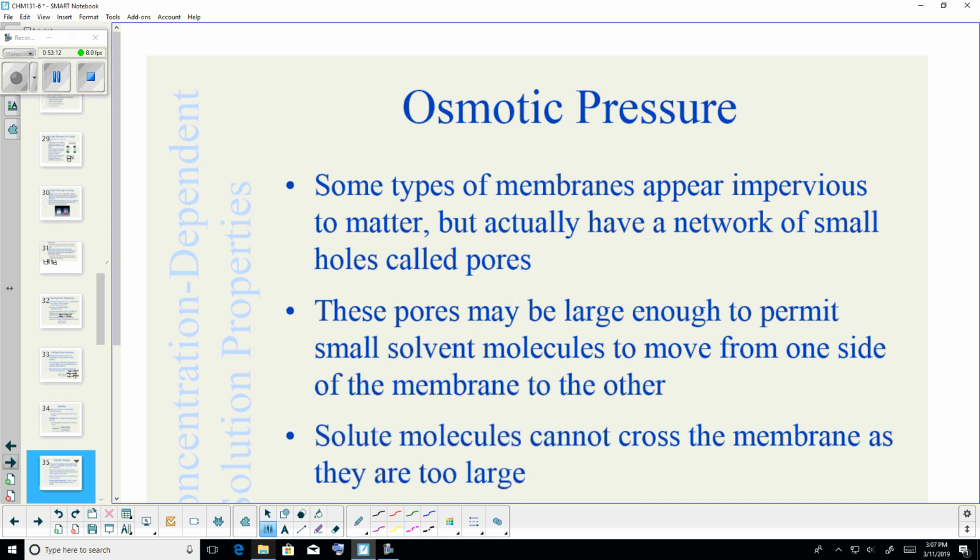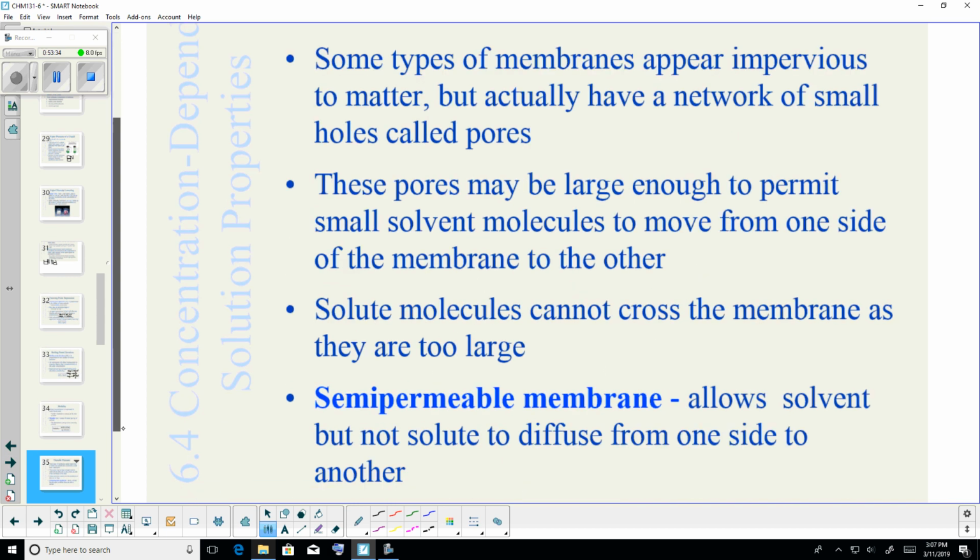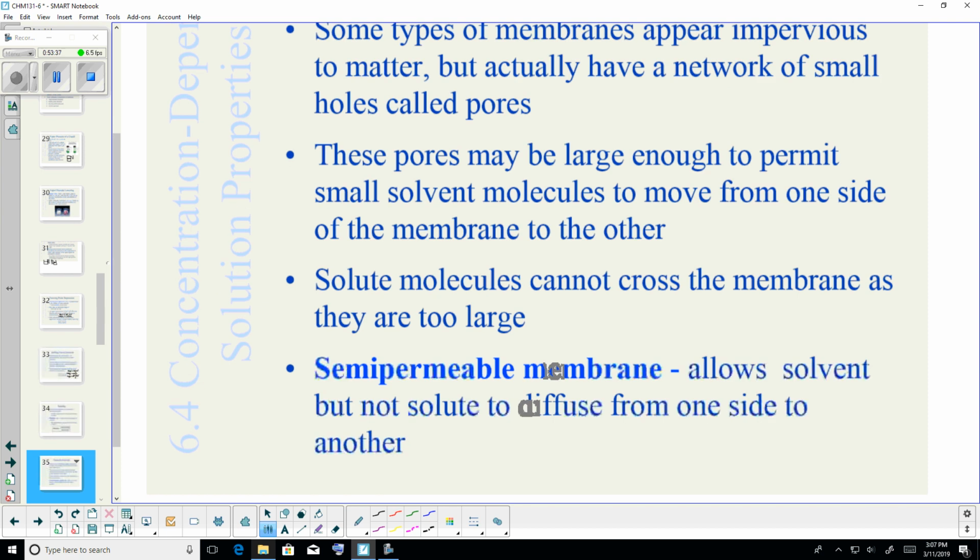Some types of membranes appear impervious to matter but actually have a network of small holes called pores. Our skin, for example. So the pores may be large enough to permit small solvent molecules to move from one side of the membrane to the other. Solute molecules can't get across because they're too large. So semi-permeable membranes allow solvent but not solute to diffuse from one side to another.